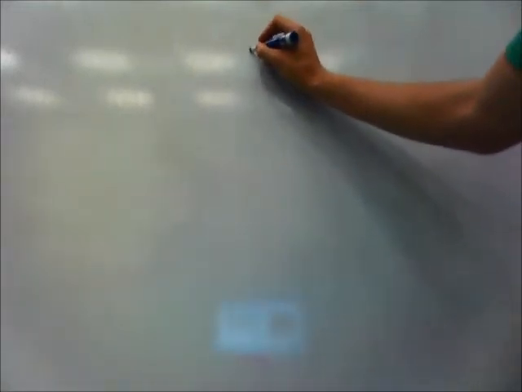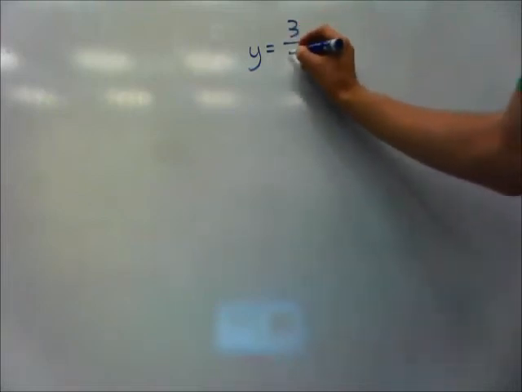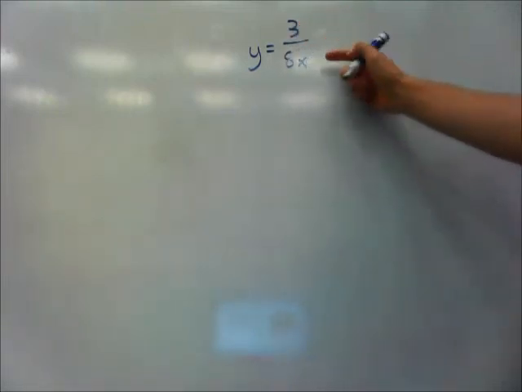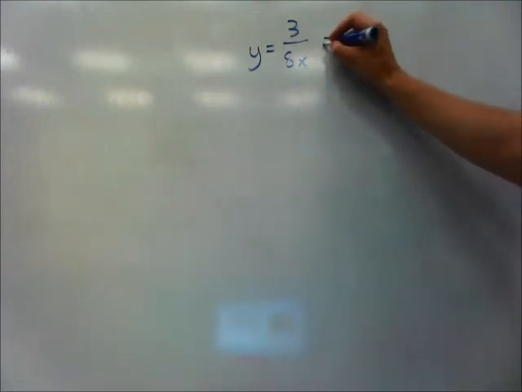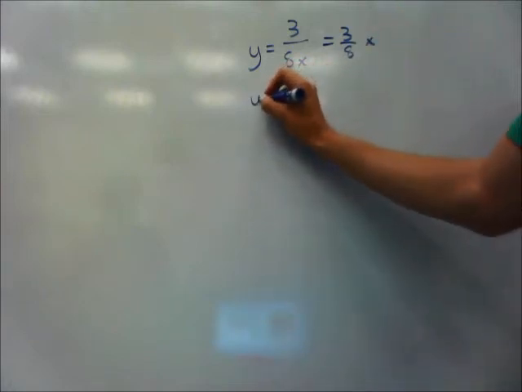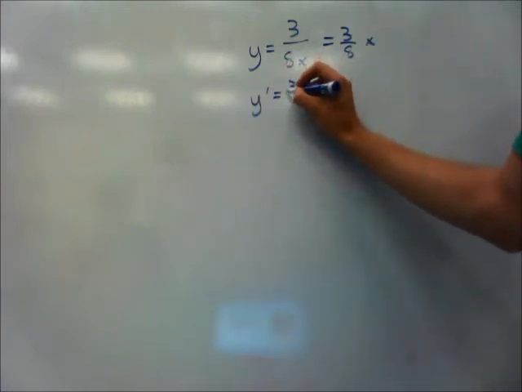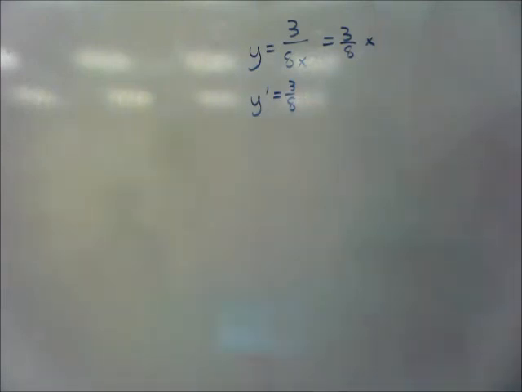So another time you don't want to use the quotient rule would be something like this. X is only on the bottom, not on both terms, so it can just be rewritten as 3/8 x, thus y prime can only be equal to 3/8. So, yeah, that's one example.